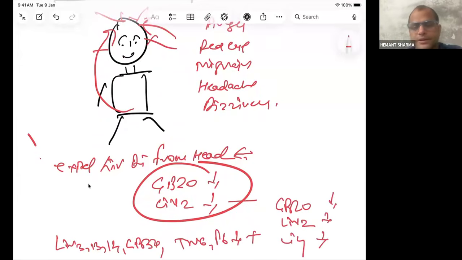ये जो तो पॉइंट है, इससे आंखों की रेडनेस चली जाएगी because of the liver 2. Because of the liver 2, redness of the eyes will go. Gallbladder 20 will expel the bind, so headache will go. Li4 is also the point of head region. So this is very good protocol for the patient who is angry and suffering with migraine.